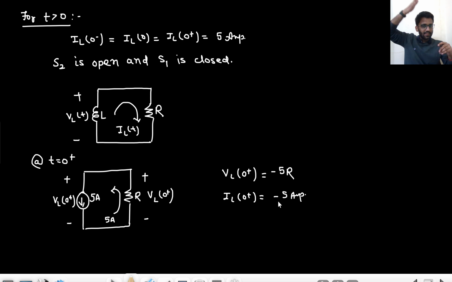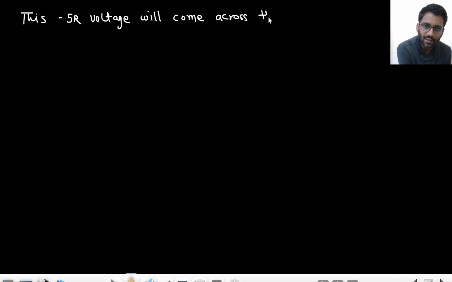Why minus 5 ampere? Because initially the current is flowing in this direction. 5 ampere current is flowing in this direction, so the current is minus 5 ampere. Okay. Now what will happen? Now tell me one thing. Because of this 5 ampere current, there is this 5R voltage that is developed across the inductor. What is the direction? This minus 5R voltage will come across the inductor.